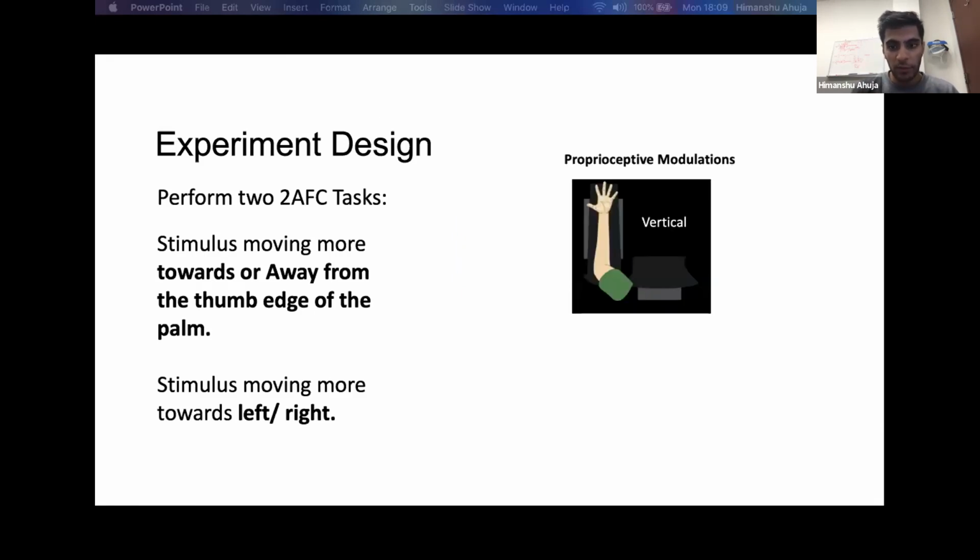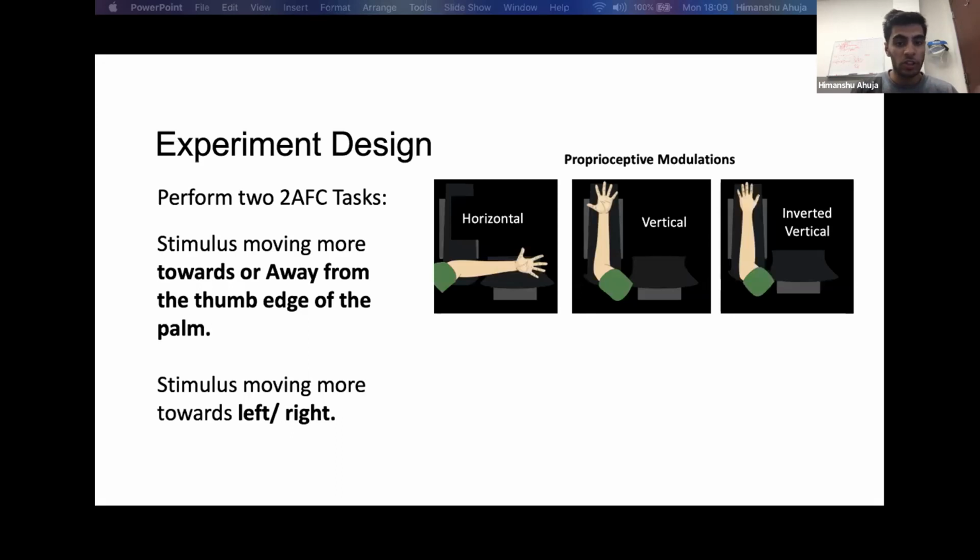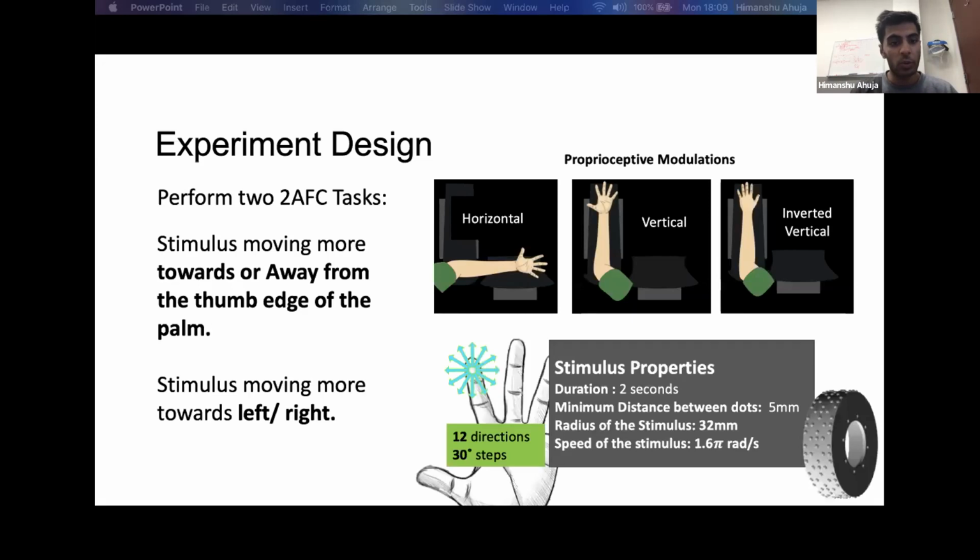The proprioceptive manipulation that we did throughout was that there are three different postures involved. So now, compared to the Pace studies that I introduced before, there are multiple proprioceptive states involved. We asked the subjects to hold what we call a vertical position, a horizontal position, and the inverted vertical position of the hand. The subjects had to decipher these two tasks when the stimulus was presented in 12 different directions in steps of 30 degrees. These are also just the stimulus properties, which I'm just going to quickly skip by.